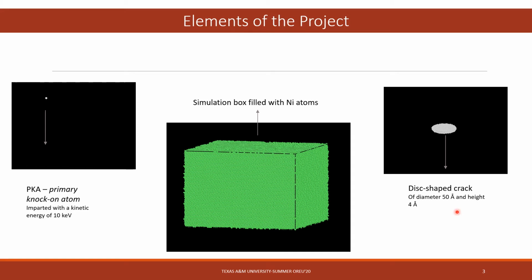The last thing that we need to start our collision cascade is the PKA. This is just a single atom that we chose from within the system and gave it a kinetic energy of 10 kiloelectron volts and a certain direction.